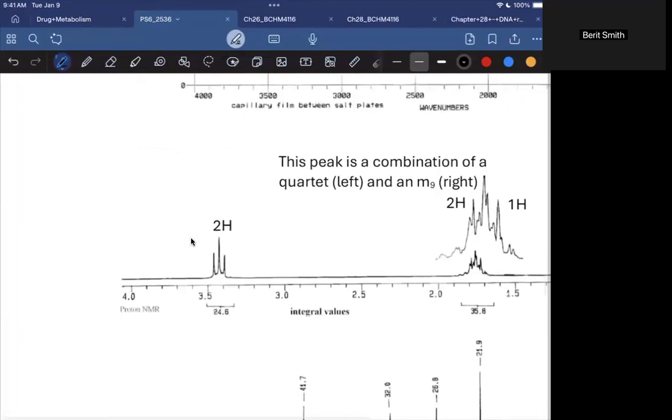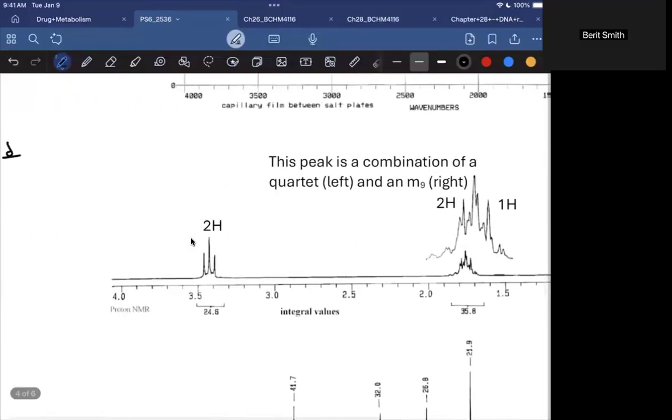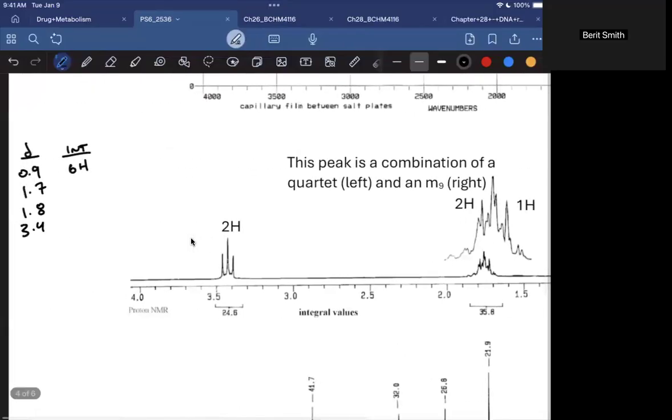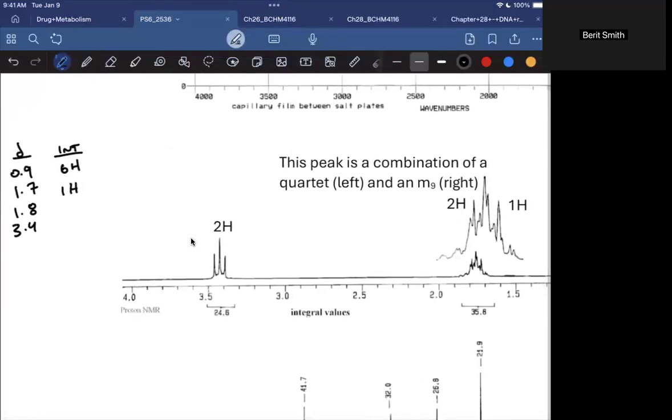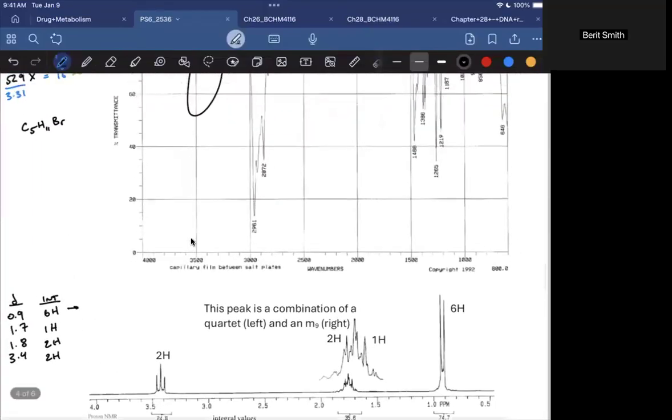So let's see. Make my table. Going to be 0.9, 1.7, 1.8, 3.4, and then 6H, right, okay, and then 1H. All right. So this 6H here, and we can make sure this matches. We have 6, 7, 8, 9, 10, 11, 11 hydrogens.